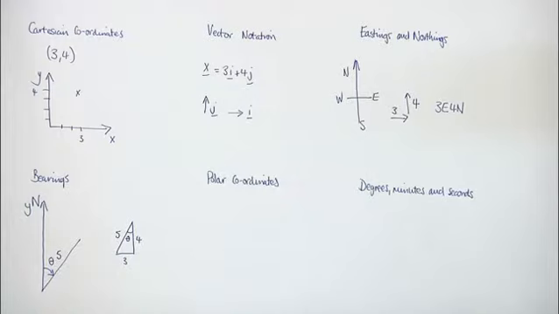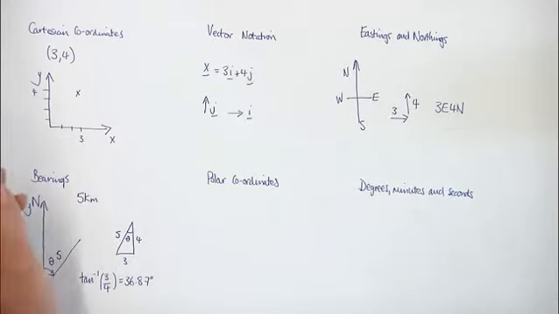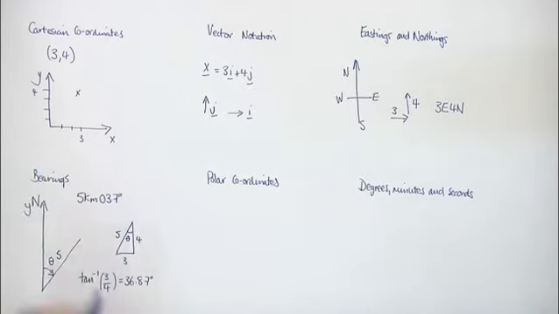and the angle theta is given by inverse tan of 3/4, which is equal to 36.87 degrees. So in bearings, this is 5 kilometres at 36.87 degrees.